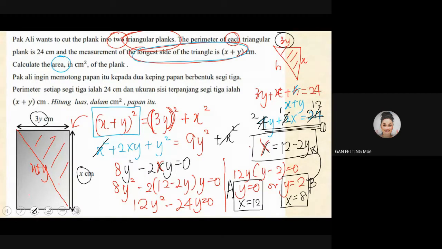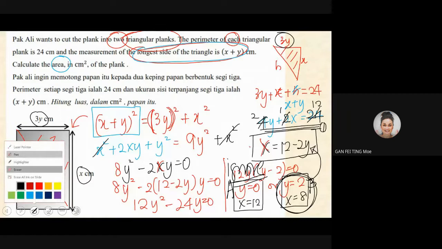As what Saranya said, 3 times 0 equals 0. So no length, then there is no shape, right? It's just a line. Very good. The thinking skill is there. So therefore, in your paper, you are going to write here, ignore. You ignore the answer. Then you take this set of answer and go back to the question.